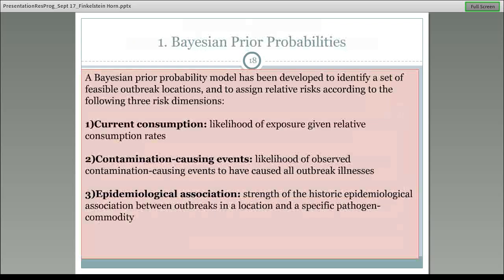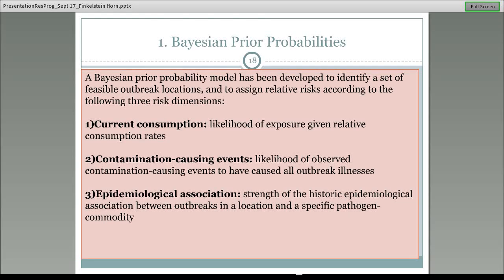So starting with the Bayesian prior probability, we've developed a model that works to identify the set of feasible outbreak origin locations and then to assign relative risks according to these three risk dimensions. The first, current consumption, is if there's 5 times more spinach that's being consumed from Northern California than from Arizona, there's a proportionally higher risk that that spinach contains a contamination.